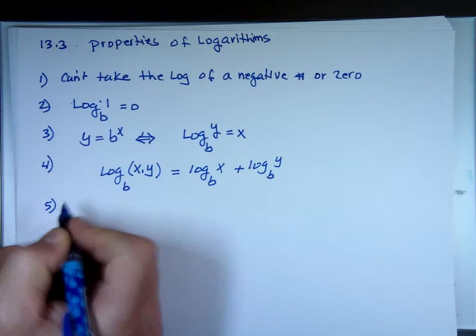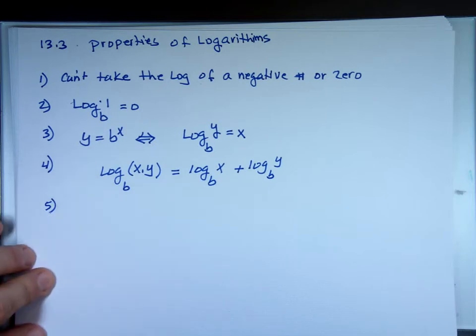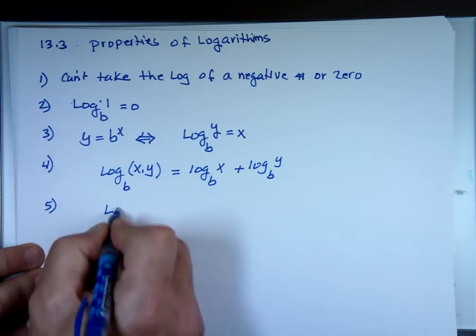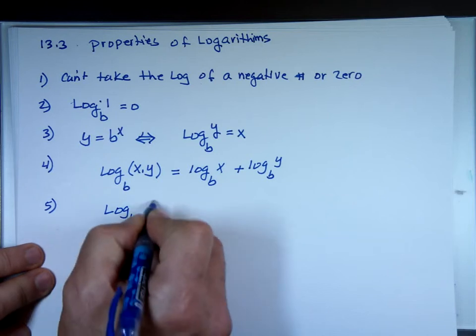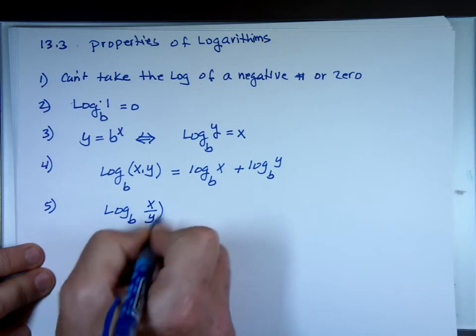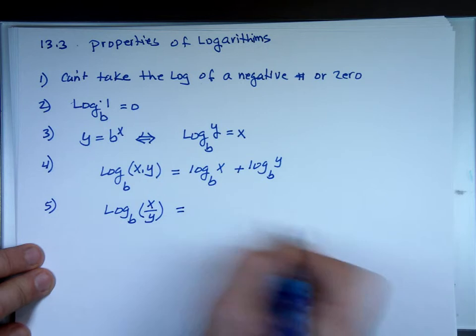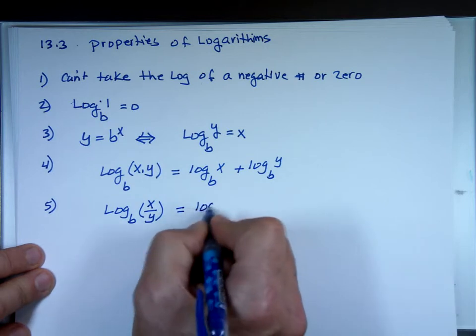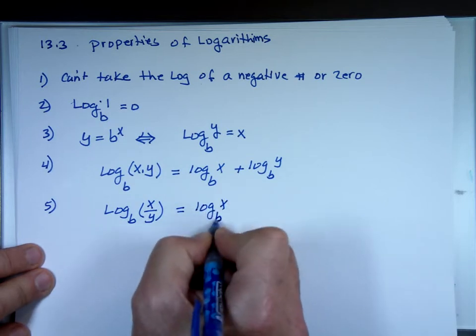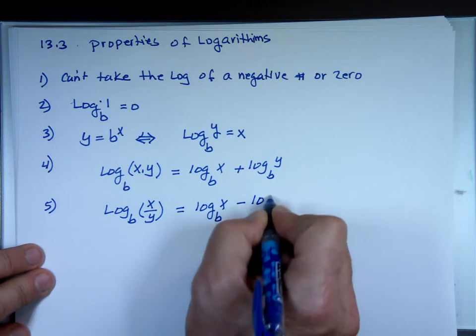Number 5. If you have divisions, when you divide, what do you do with the exponents? Subtract. It's the top minus the bottom.